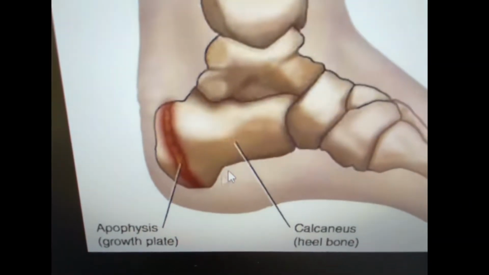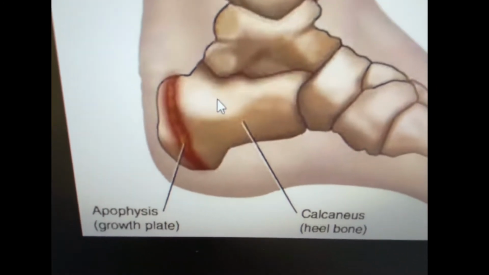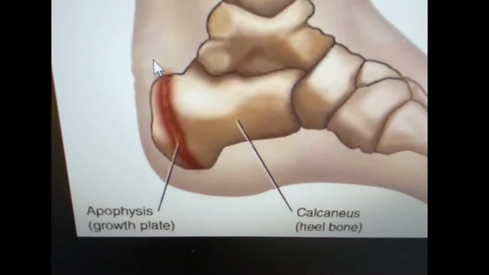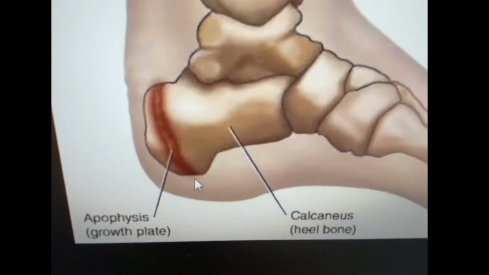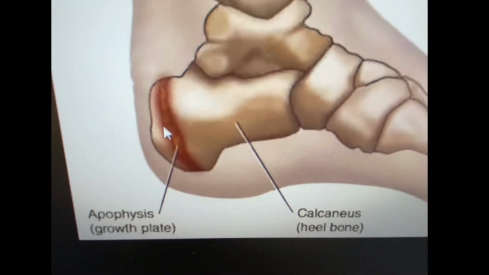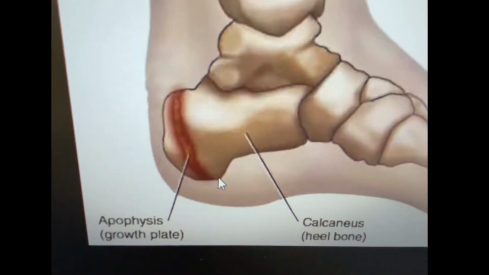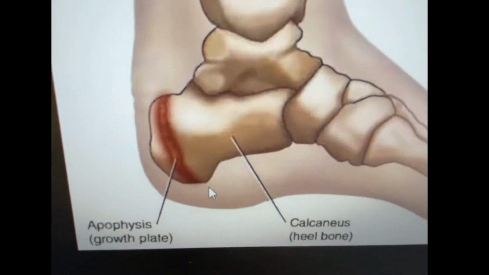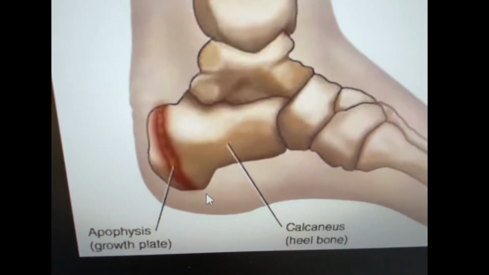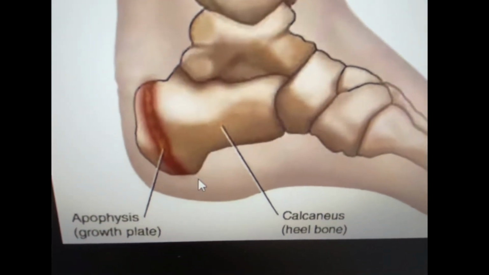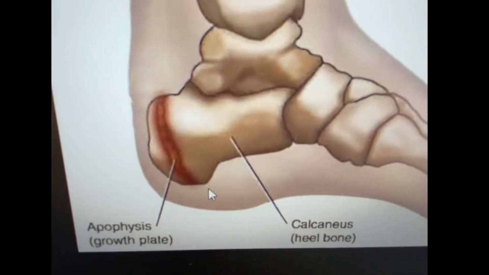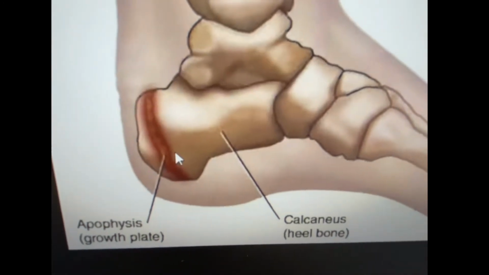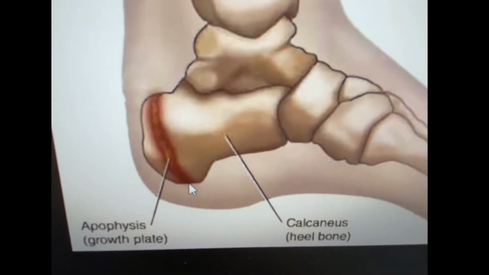This is what we call the calcaneus. So this is the heel bone, and this right here is what we call the apophysis or the growth plate. So when we say a calcaneal apophysitis, it's inflammation of this growth plate right here. This growth plate is lined with cartilage, and sometimes when kids get active and are running a lot and jumping or into sports, this will be inflamed and cause pain and discomfort.